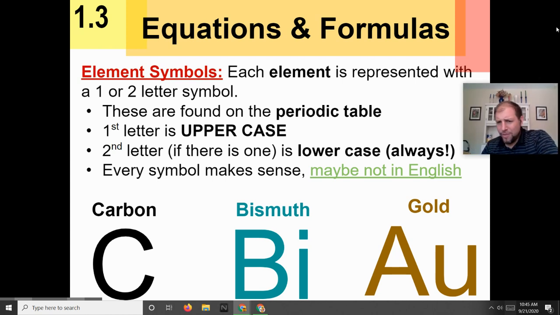Now, why is gold Au? Why is it not G or Go? Because gold in Latin is aurum, A-U-R-U-M, I believe. All right, it's where the term aura comes from. Same Latin root as like a glow or like a sunrise. All right, which clearly represents gold a little bit. Every scientist around the world uses the exact same periodic table with the exact symbols. So every symbol on there makes sense. It just might not make sense in English.